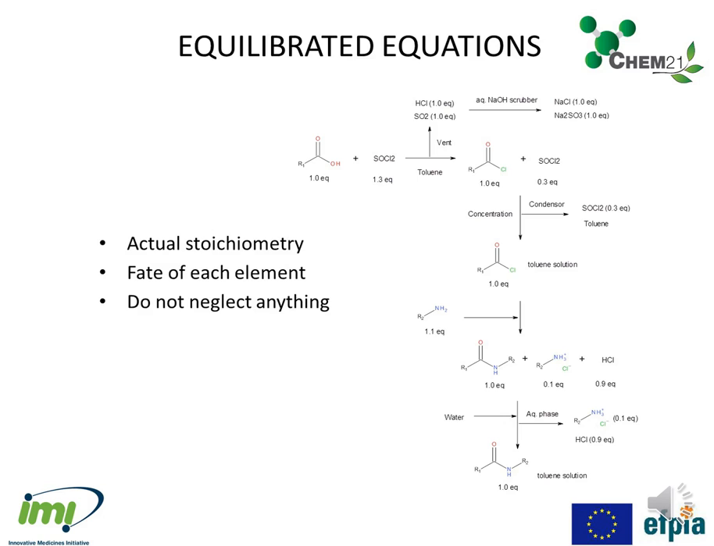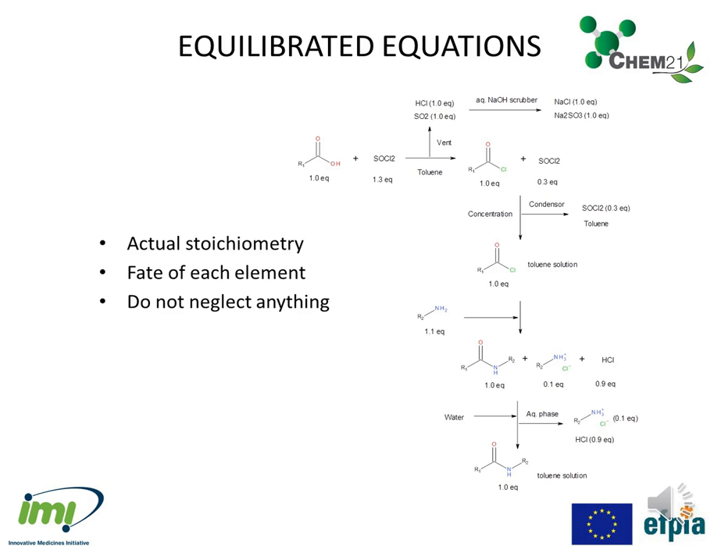The equilibrated equations are written with the actual stoichiometry. One must identify the fate of each element and try not to forget anything. Here, an acyl chloride is formed with 1.3 equivalent of thionyl chloride in toluene. 1 equivalent of SO2 and HCl are formed, thus an alkaline scrubber is needed to give eventually sodium chloride and sodium sulfite. 0.3 equivalent of thionyl chloride remains with the acyl chloride.